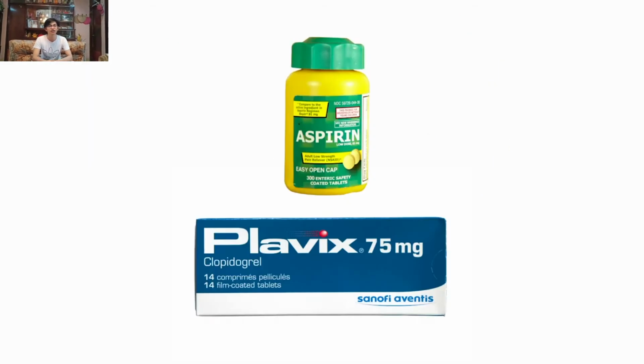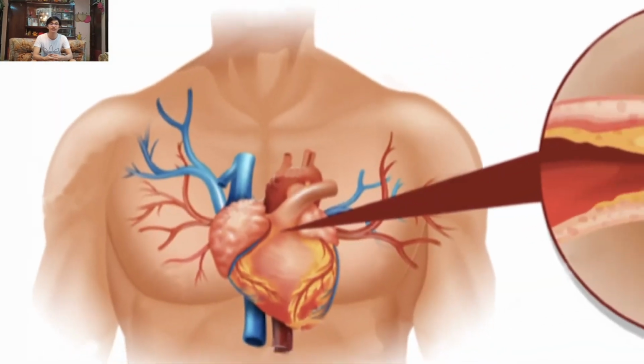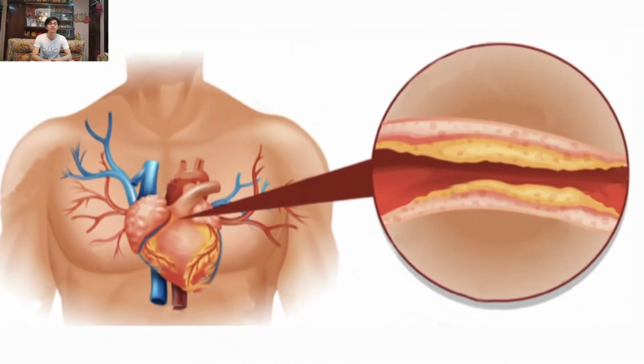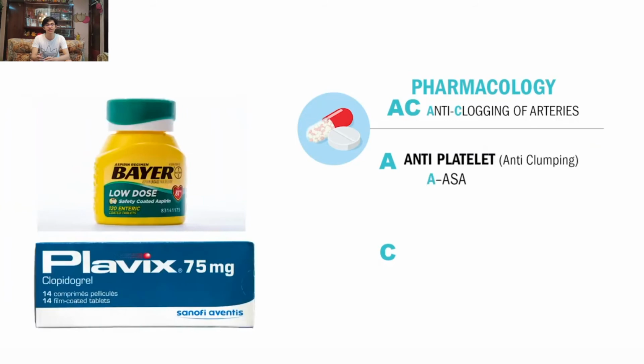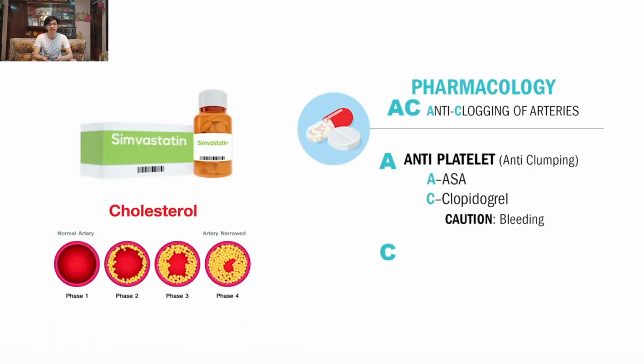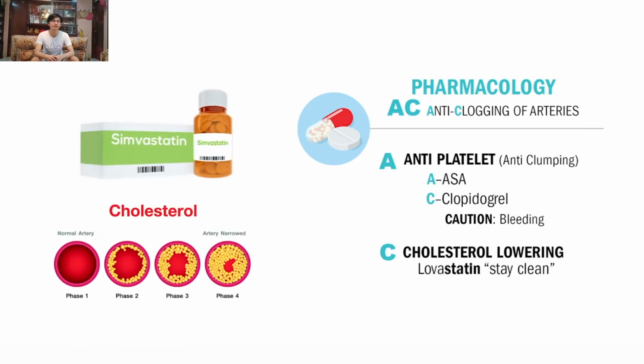A bonus drug to be given with those hypertensive patients with high cholesterol are these. This decreases risk of plaque and clot formation in blood vessels. Just think AC for anti-clogging of arteries. A is for antiplatelet like aspirin or clopidogrel. C is for cholesterol lowering like lovastatin. These drugs end with statin. So remember, statin keeps your vessels clean.